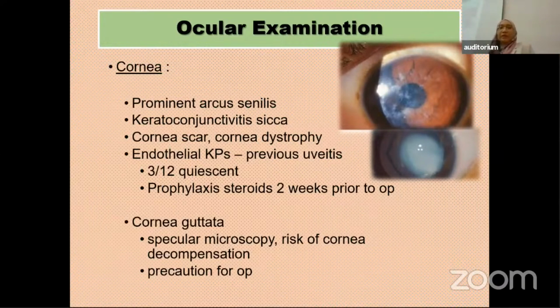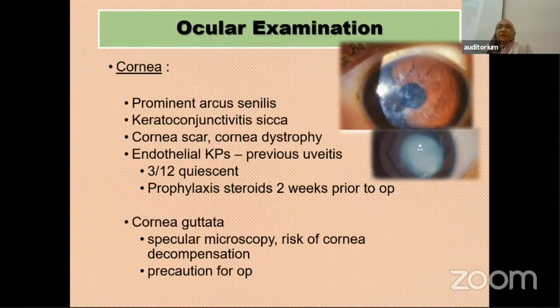And then if patient has endothelial keratic precipitates due to previous uveitis, we need to make sure that the eye is quiescent for 3 months before we proceed with surgery. And then we need to know whether this patient during the uveitis attack was on topical or oral steroid. So if patient was on steroids, either topical or oral steroid, we need to prime this patient. 3 months quiescent already, but we need to prime with steroid 2 weeks prior to, okay? Otherwise, it can cause rebound postoperative uveitis. It's also very, very difficult to control sometimes.